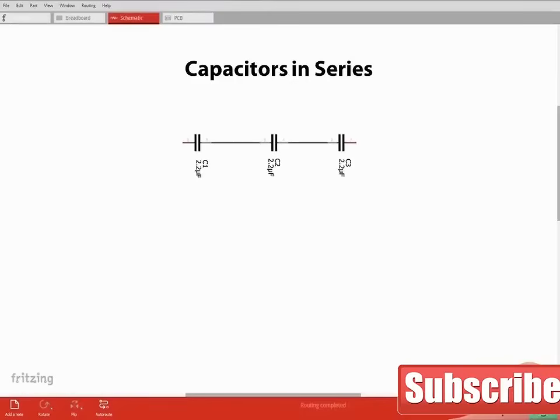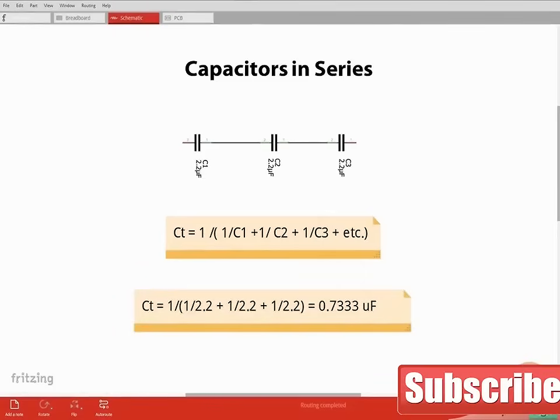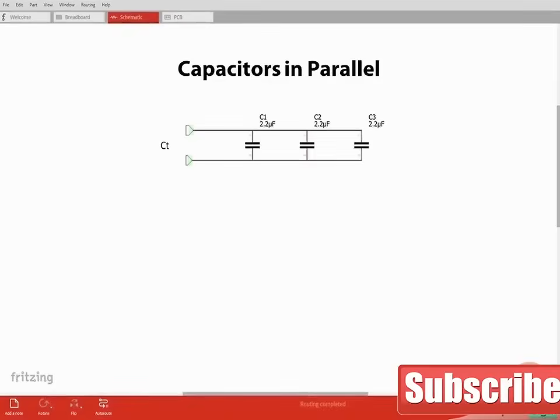The equations for total capacitance are somewhat different for capacitors than for resistors. For a series circuit, we just can't simply add the capacitances. The total capacitance is calculated by taking the inverse of the sum of the inverses of the capacitors in series. For this circuit, we have 3 capacitors of 2.2 microfarads each. Calculating, we have a total capacitance of 0.733 microfarads. Capacitors in parallel are, however, simply added up to get their total capacitance. The total capacitance of this circuit is 6.6 microfarads.